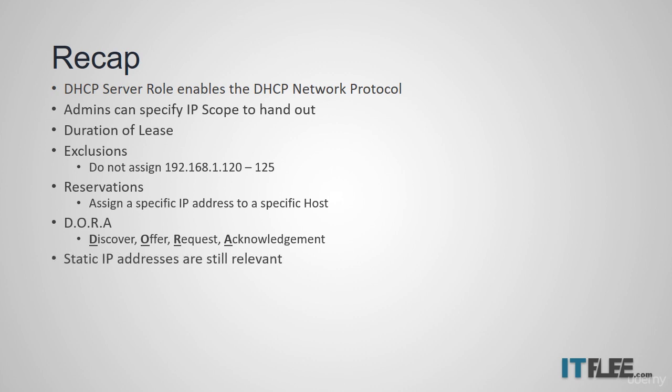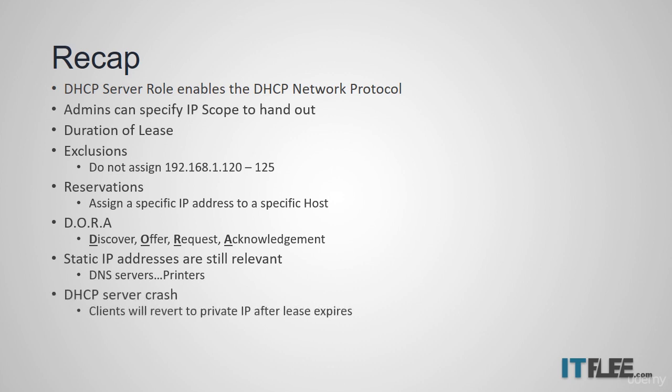Static IP addresses are still relevant for things like servers and printers, and if your DHCP server crashes, computers relying on DHCP will stay connected until their TCP IP lease expires. Finally, if a computer is configured to use DHCP but it cannot find a DHCP server, it will assign itself a private IP address that starts with 169.254.x.x.